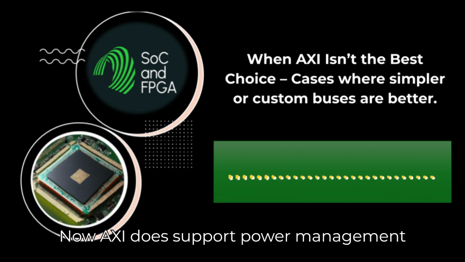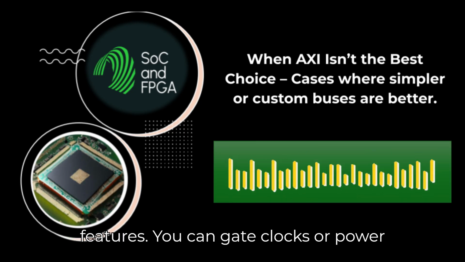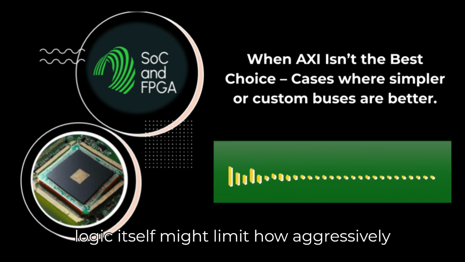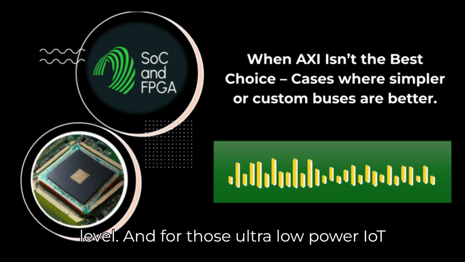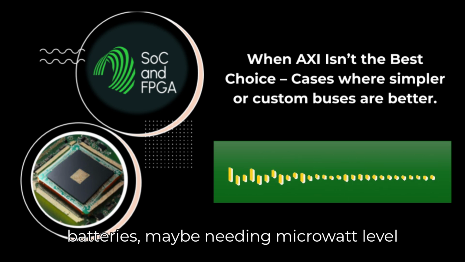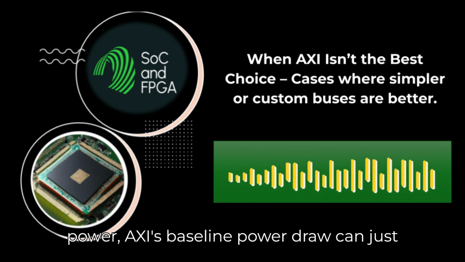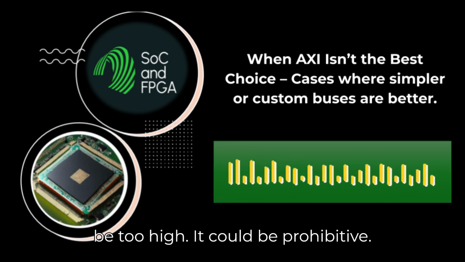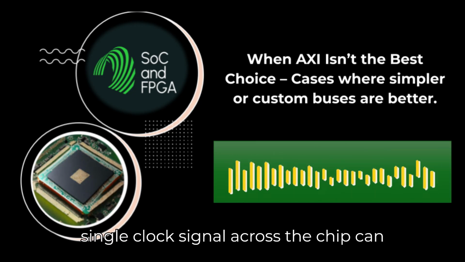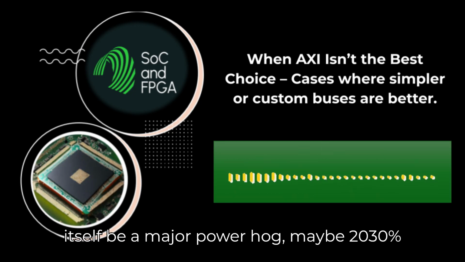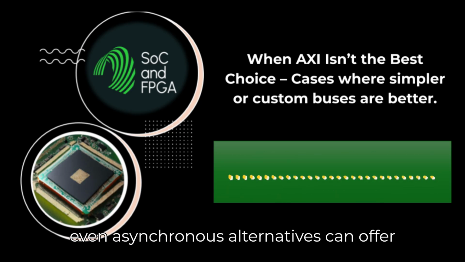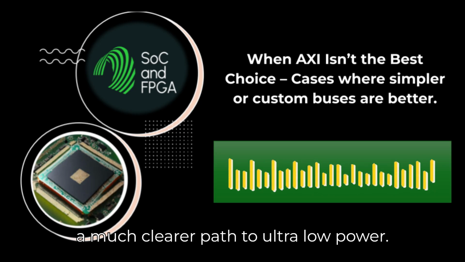Now, AXI does support power management features. You can gate clocks or power down sections. But the core interconnect logic itself might limit how aggressively you can optimize power at the system level. And for those ultra-low power IoT devices we talked about, running on tiny batteries, maybe needing microwatt level power, AXI's baseline power draw can just be too high. It could be prohibitive. Also remember, AXI is fully synchronous. The clock network distributing that single clock signal across the chip can itself be a major power hog, maybe 20–30% of the total chip power. Simpler, maybe even asynchronous, alternatives can offer a much clearer path to ultra-low power.